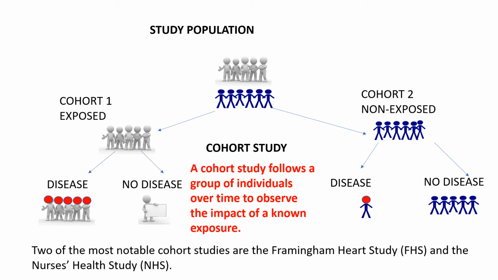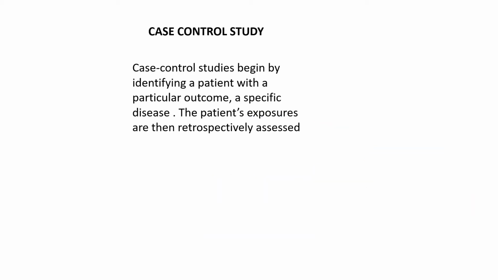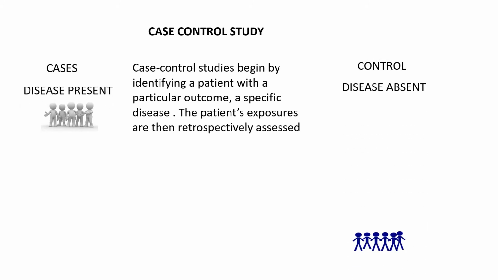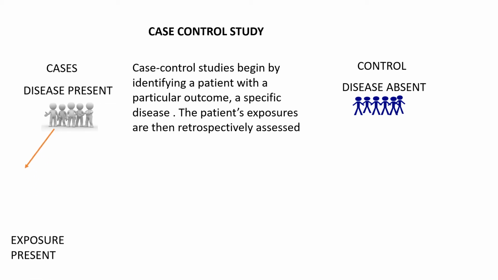One of the most notable cohort studies is the Framingham Heart Study, and the other one is the Nurses Health Study. Now let's have an understanding of the case control study. Case control studies begin by identifying a patient with a particular outcome, a specific disease. The patient's exposures are then retrospectively assessed. So if these are the cases and these are the controls, in the cases the disease is present, and in the controls the disease is absent.